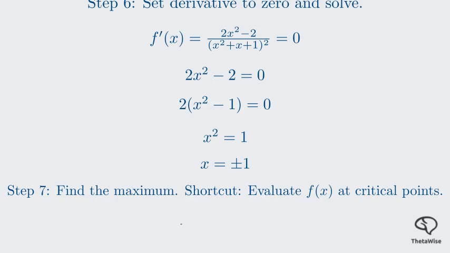We could use the second derivative test, but the first derivative was already complex. Differentiating again would be even harder. The memo provides a great shortcut here. Just evaluate the original function f(x) at these 2 points.